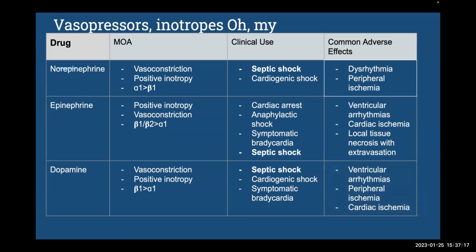So dopamine, depending on the ICU you're in, isn't really used as often because it has a high profile for having these adverse effects more often. So norepinephrine and epinephrine are usually more of the go-to over dopamine because the risk of adverse effects is just higher with dopamine versus norepinephrine and epinephrine.